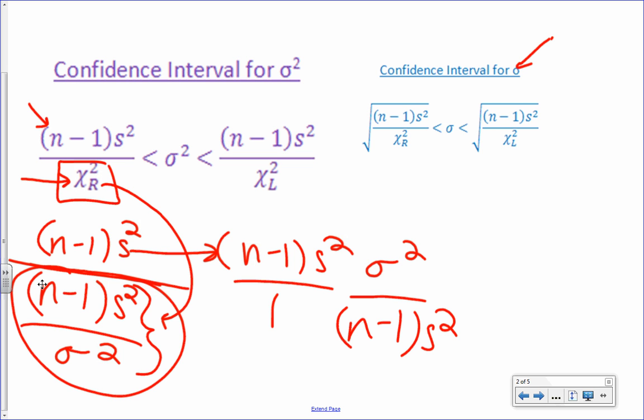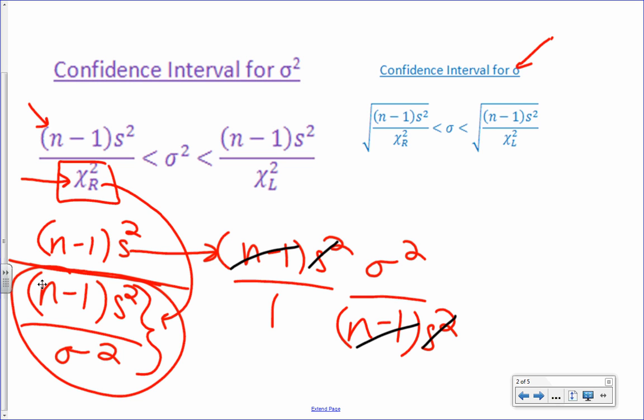Does anything very advantageous happen when I multiply by that reciprocal? They cancel. What cancels? N minus 1 cancels. S squared cancels. And I'm left with not S squared, it's sigma squared. So that's what I mean. Sigma squared is hidden within that distribution.